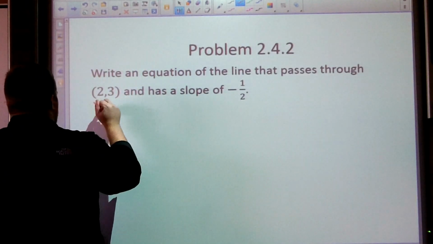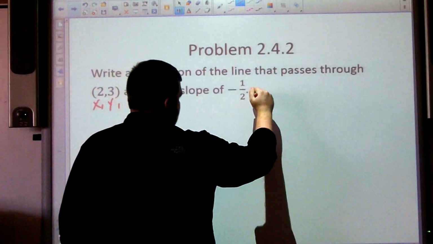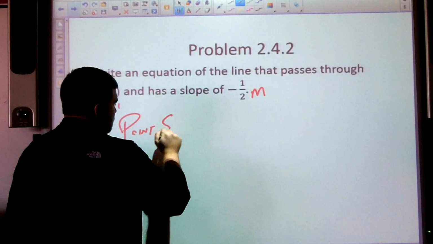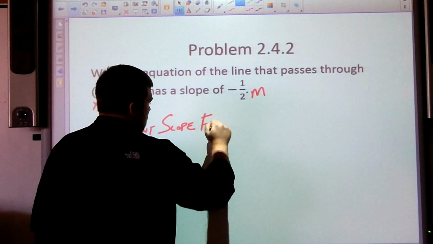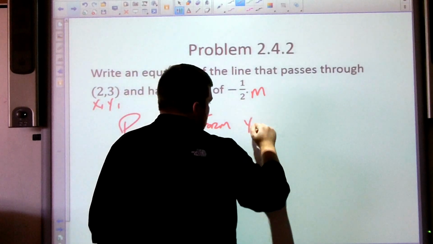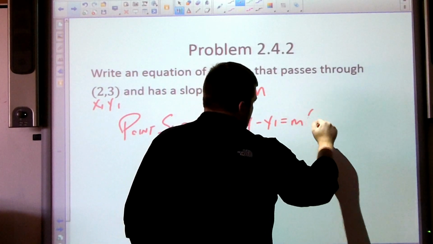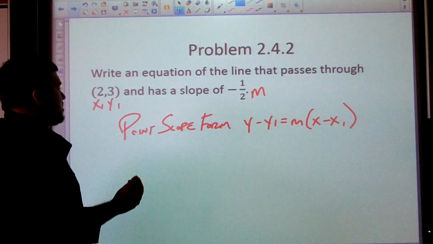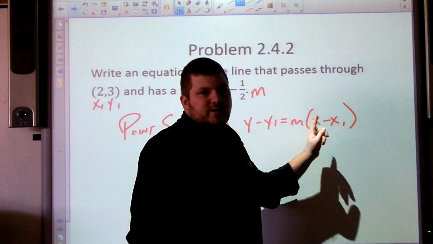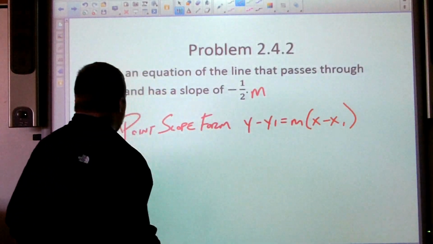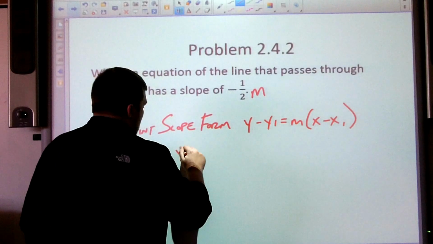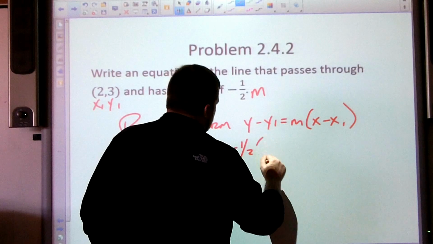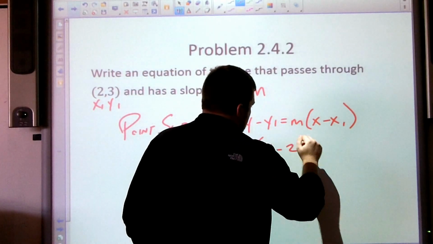Okay, so this is going to be my x1, y1. This is obviously my m. And so we're starting with point-slope form. So that's just simply y minus y1 is equal to m times x minus x1. Plug in what you know. So now, be cautious. You do need these parentheses, so don't forget that, okay? So plug in what you know. So we have y minus 3 is equal to negative 1/2 times x minus 2.